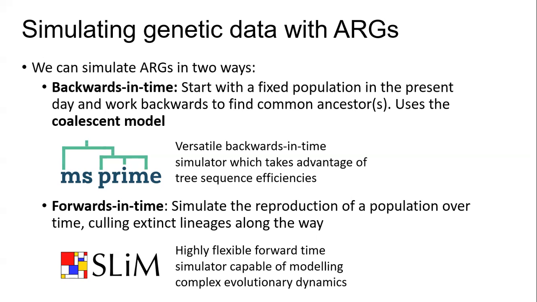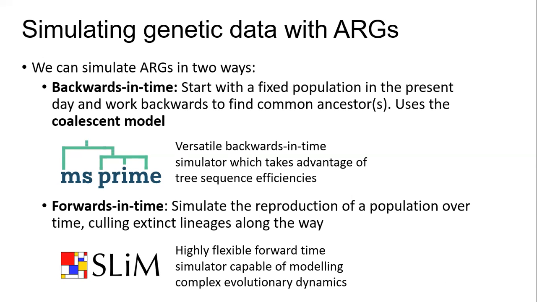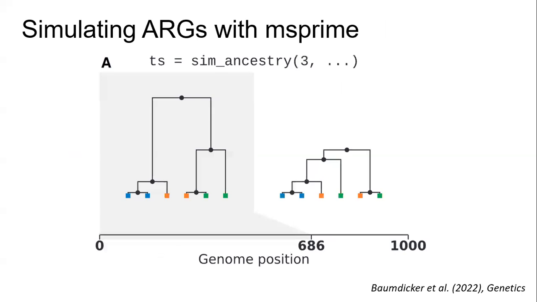Right, so that's simulation, but the thing I wanted to talk about in a bit more depth is going the other way. Suppose we have real genetic data from a species. Can we infer ARGs? Can we infer the ancestry given those sequences? That is a much, much harder problem. Oh, sorry, before I get to that, I just wanted to quickly work through how MS Prime works.